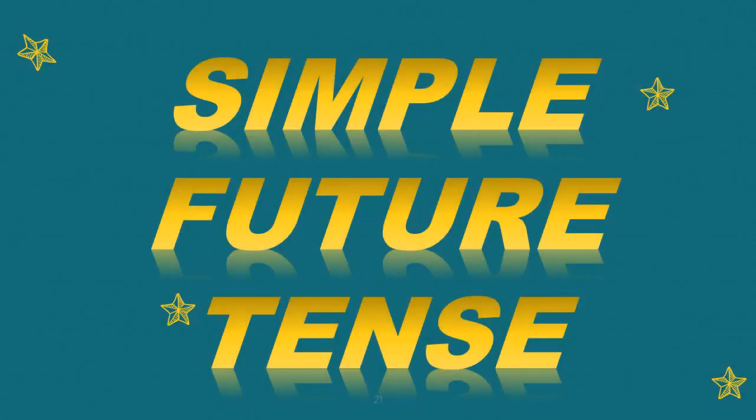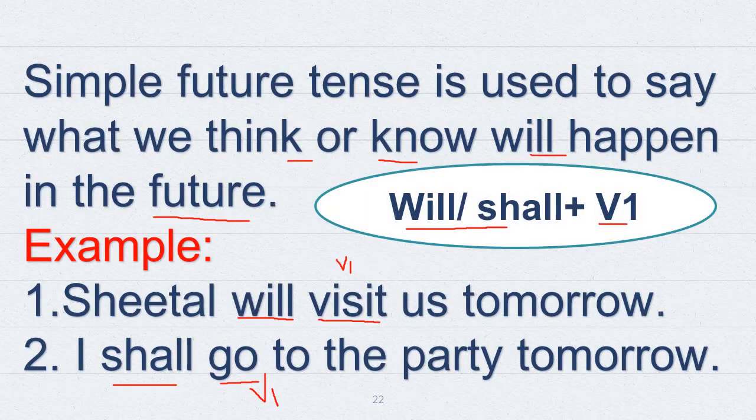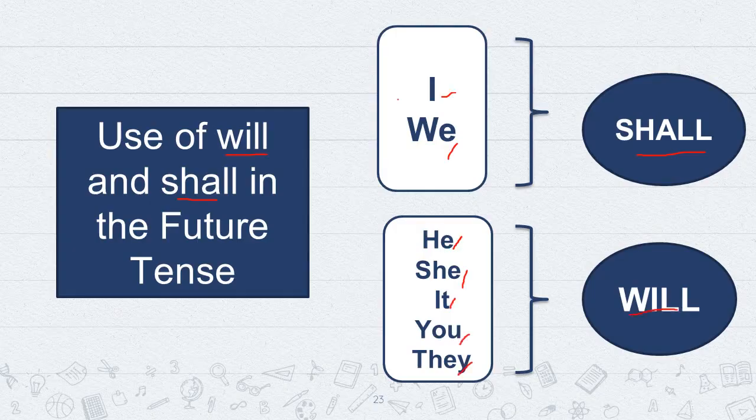Now students, we are going to do simple future tense. Simple future tense is used to say what we think or know will happen in the future. Here we use will or shall plus verb first form. Sheetal will visit us tomorrow. I shall go to the party tomorrow. These are the examples. Now we are going to do uses of will and shall in the future tense.